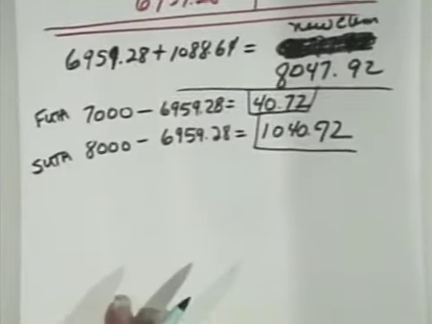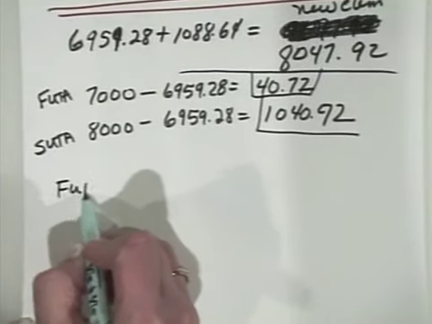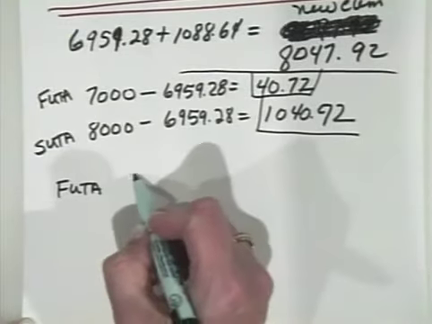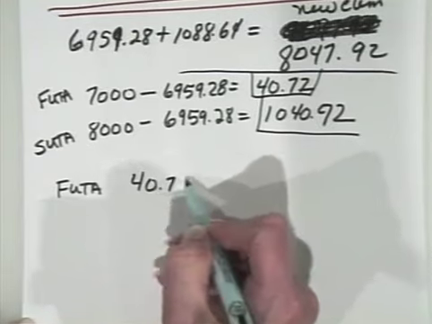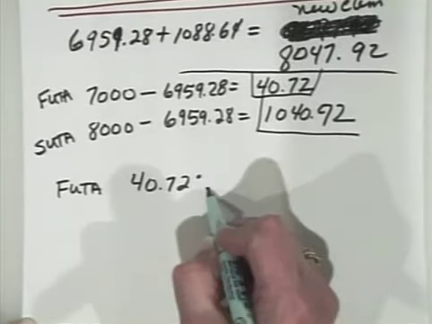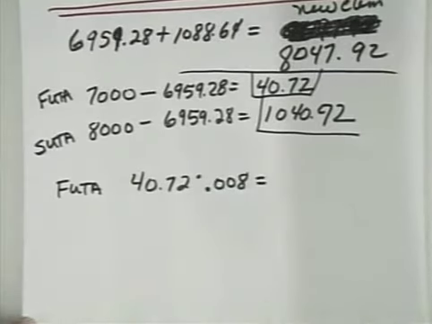FUTA calculation would then look like this. Is it confusing when we're doing them both at the same time? Okay. We're going to take 40.72 times, and what's that decimal? Well, it's 0.8%. So it's 0.008. Most common mistake is people make that 0.08 instead of 0.008. Oh, I'm glad you asked. Move the decimal two places. So it used to be 0.8, and it's 0.008. Are you with me?